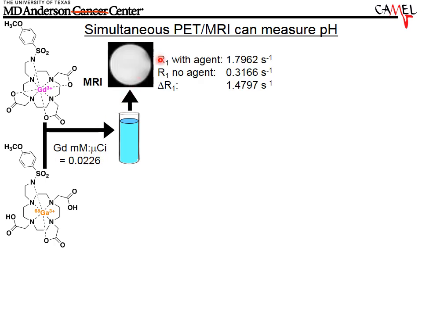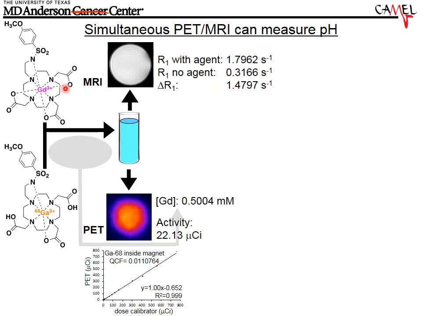Then we perform MRI and measure the R1, the T1 relaxation rate constant, with the agent. And then, of course, we have a control tube that has no agent, so we can calculate the delta R1 due to the contrast agent. We also detect the amount of activity, and based upon that gadolinium to microcurie ratio that unfortunately I've hidden behind this ellipse right here, we can then convert from activity to gadolinium. That allows us then to compare delta R1 with gadolinium to calculate an R1 relaxivity. In this case, we got that number.